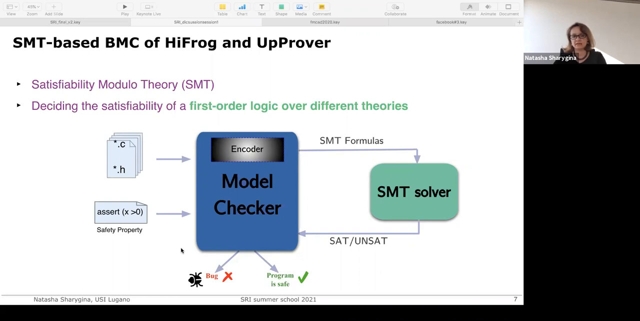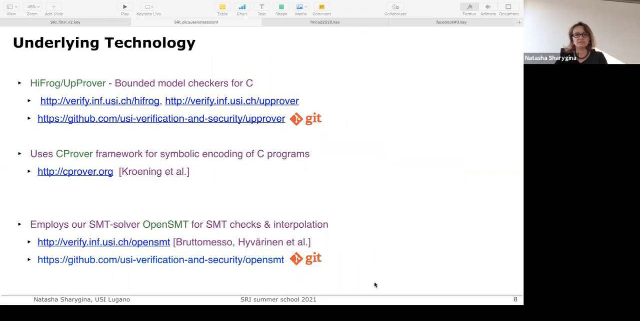They can handle formulas of very large sizes, millions of variables, millions of clauses, and they are able to be quite efficient. So if the solver returns that the formula, the symbolic encoding together with the negation of the property, is satisfiable, we know that the bug exists in the system, and the tool will report the counterexample and violation. Otherwise, if it's unsat, we know the program is safe. So this is a very high-level representation.